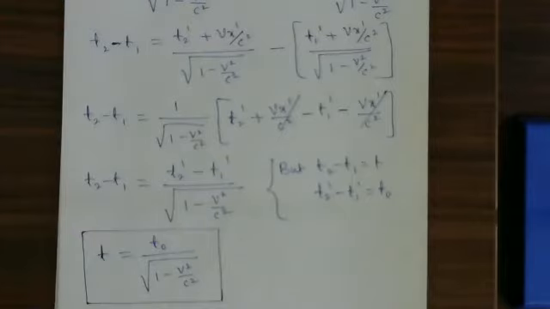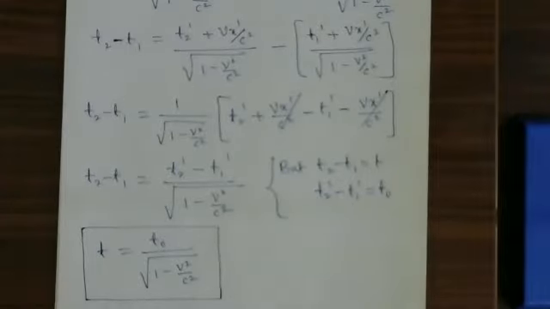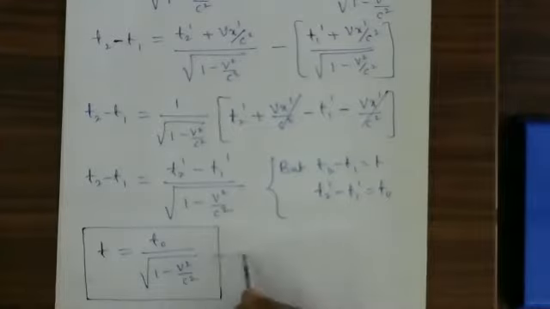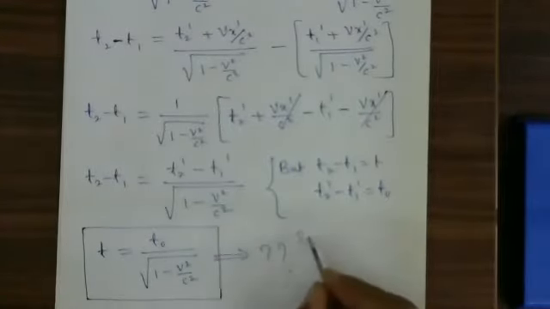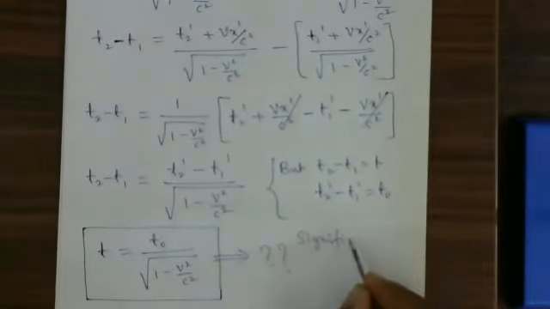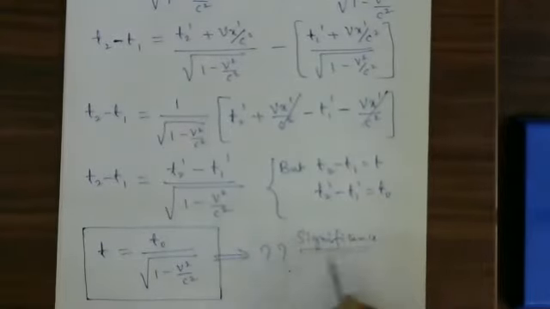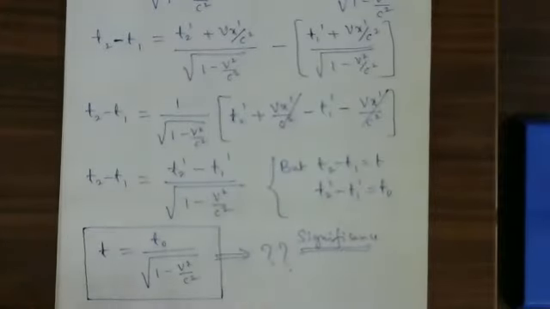Okay, finished? Next one. Significance, we have to say that. Physics is not mathematics. We have just written the equation. Now, what is the significance of this? What does this indicate? What is the meaning of this?